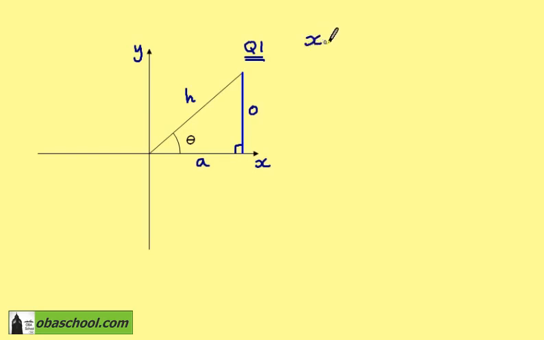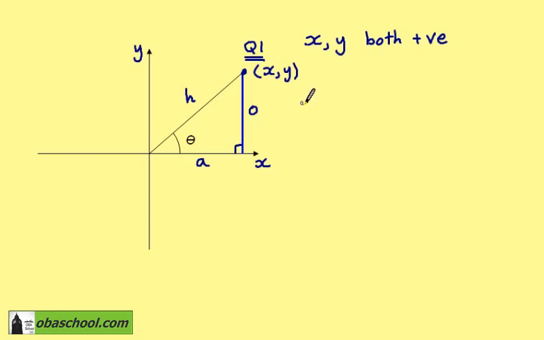Since we're in quadrant 1, the x and y coordinates of any point in the quadrant are both positive. So if we consider this point to be the point x, y, both x and y are positive.